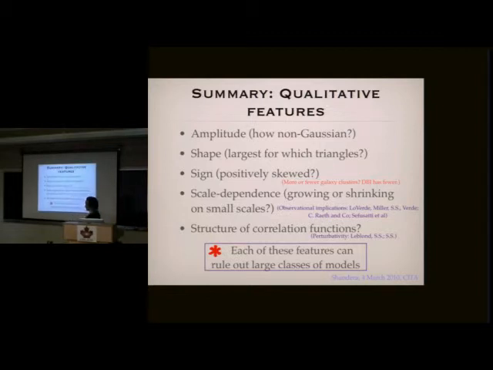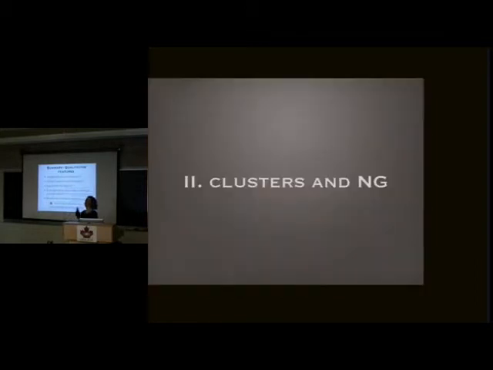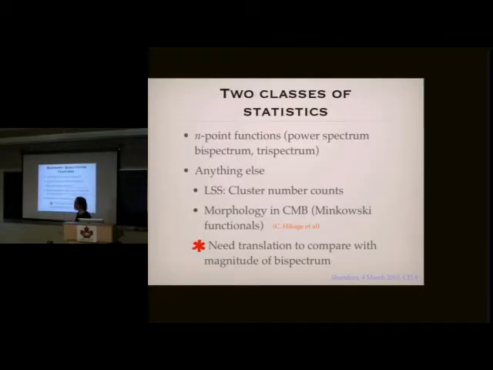You can ask the same thing for all the other higher order correlation functions. Is there any scale dependence? And if there is, what does that mean for how things progress during inflation? And then you can ask, does everything make sense in how I think the structure of these correlation functions goes? Each of these features can rule out some vast class of models. They can rule out all of slow roll, for example, right? So we're really in a different era of inflation physics now.